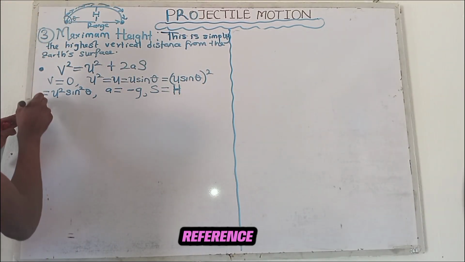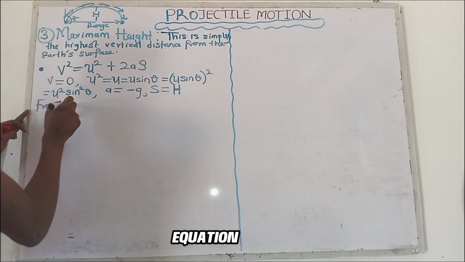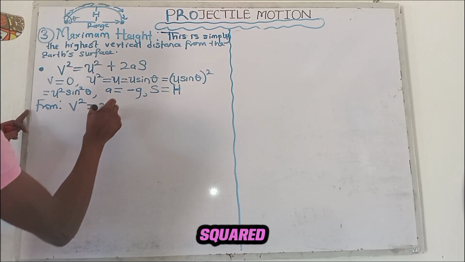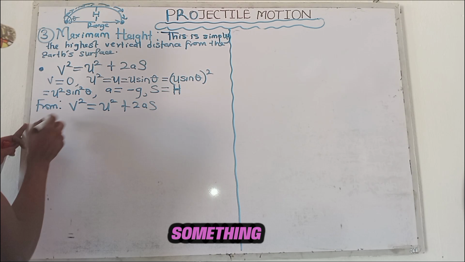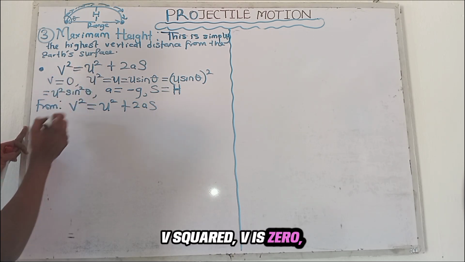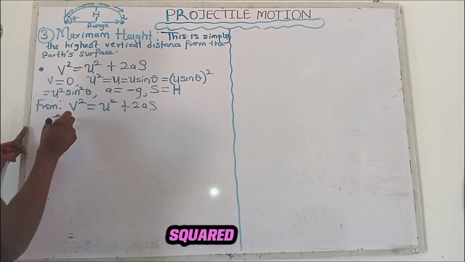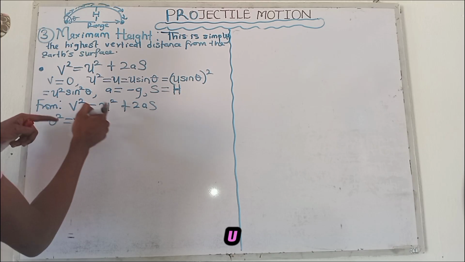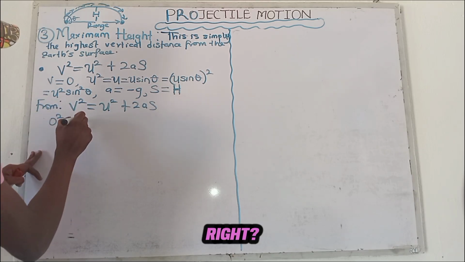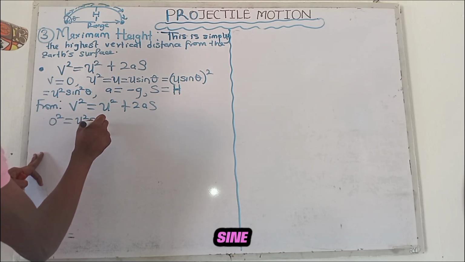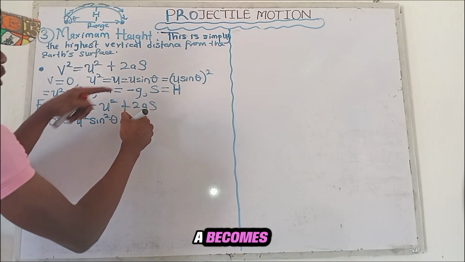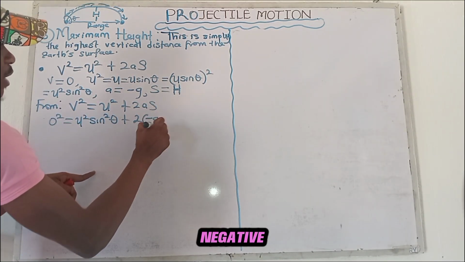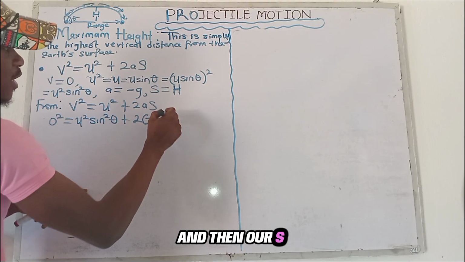Now let's quickly reference the original equation. From v squared equals u squared plus 2as, we now have something like this. V squared, v is 0, so it becomes 0 squared equals, now u squared is u squared sine squared theta, right? So we have u squared sine squared theta plus 2. Our a becomes negative g, so we have bracket negative g, and then our s becomes what?